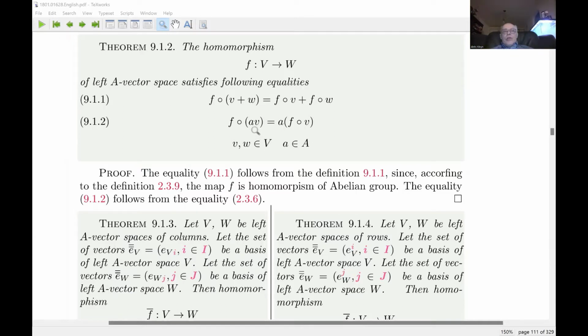So, any homomorphism is linear map, but not every linear map is homomorphism. In particular, for linear map, you can define polylinear map and tensor product, but for homomorphism, you cannot introduce polylinear map. Below, we will consider some properties of homomorphism of left vector space over non-commutative algebra A.